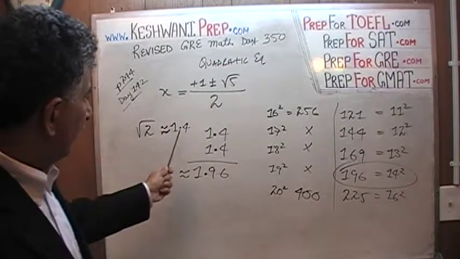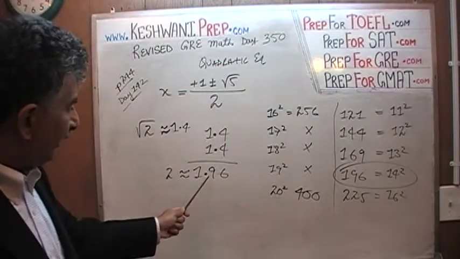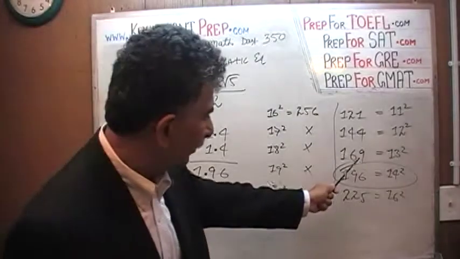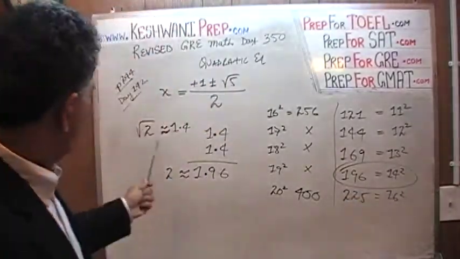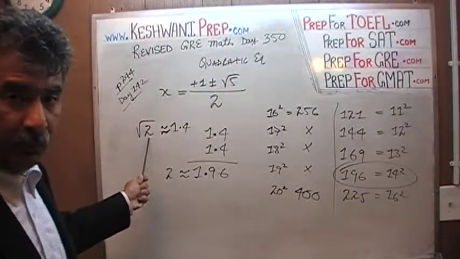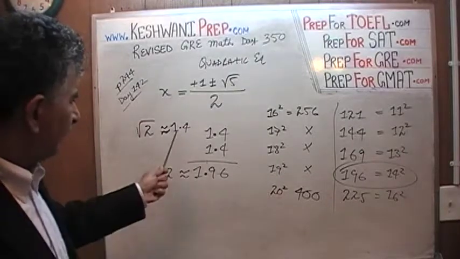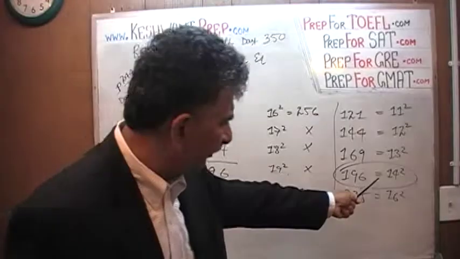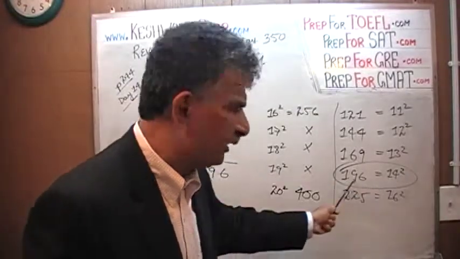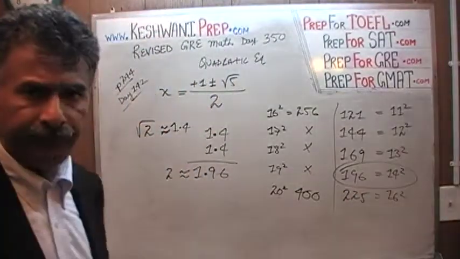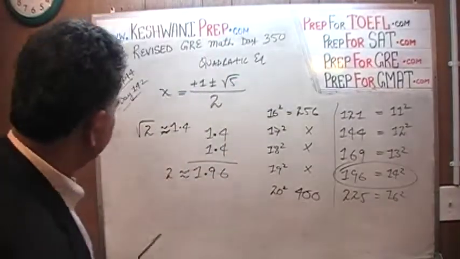Strictly speaking, 1.4 is the square root of 1.96. Right here, 14 squared is 196. So if you have to approximate root of 2 in the exam very quickly, 1.4 is good enough. And like I said, you don't have to memorize this, it comes straight from here. If you know your 14 squared, you know the root of 2. Let's do root of 3, that's the next one.